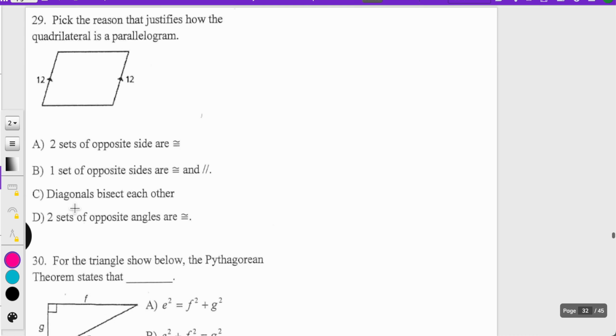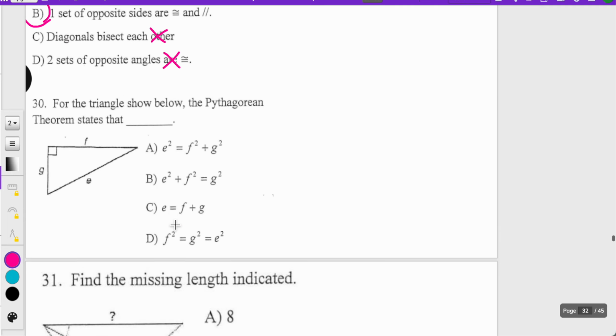29, pick the reason that justifies the quadrilateral is a parallelogram. We're going to go with one set of opposite sides are parallel and congruent, okay? We don't know if both sets of opposite sides are congruent. We don't know if the diagonals are bisecting one another, and we don't know if the two sets of opposite angles are congruent because that's not labeled.